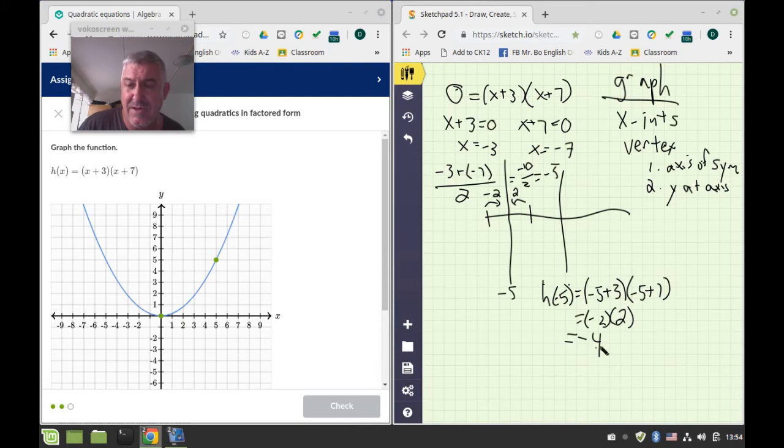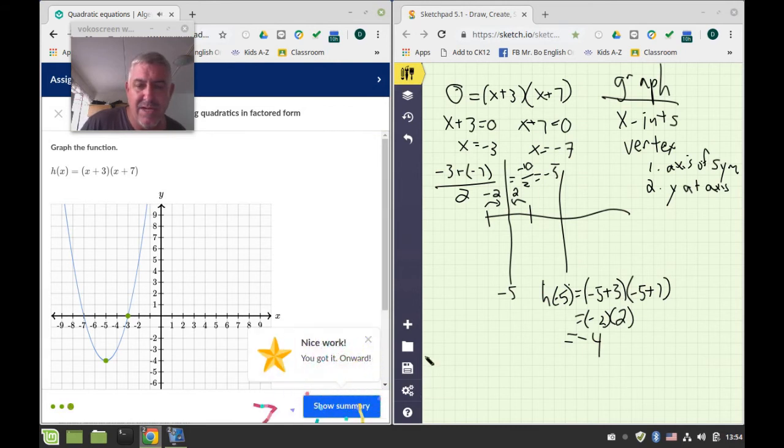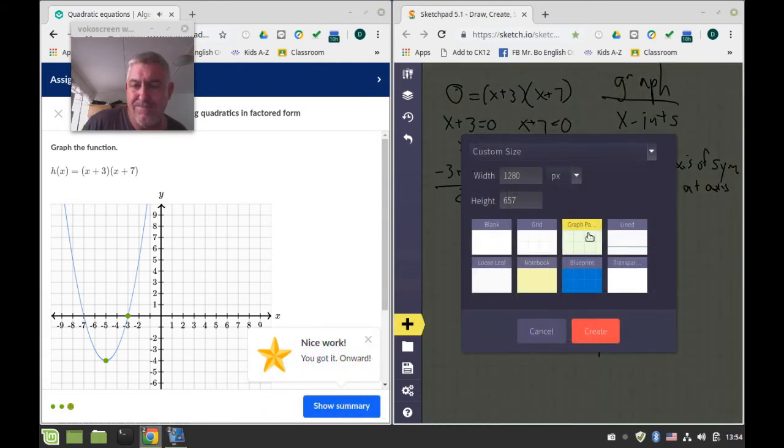So let's see, our y is -4 and our x is -5. So I'm going to go ahead and find that point over here, and then one of our x-intercepts is -3, and the other one is -7. So that's a good way for us to check as well. Make sure that in this program, when we line up one in the right place, the other one should be in the right place too. And if it's not, then we need to go back and check our work.